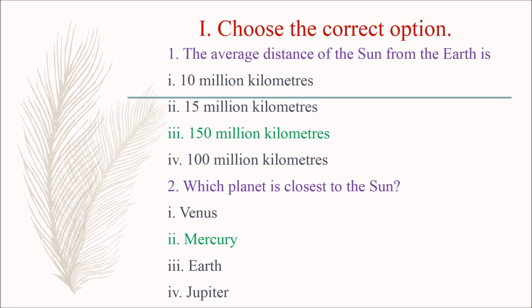Second question is, which planet is closest to the sun? Here closest means nearest to the sun. Option number 1 Venus. Option number 2 Mercury. Option number 3 Earth. Option number 4 Jupiter. So the answer is option number 2 Mercury.